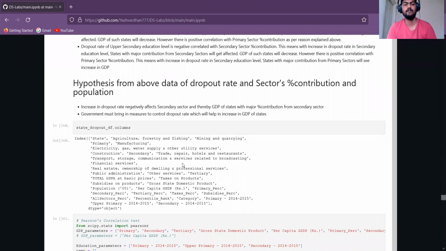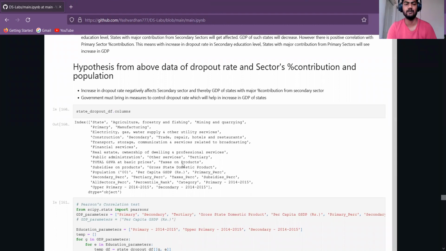We use hypothesis testing for the above dropout rates and the sector percentage contribution. We use hypothesis testing because, firstly, an increase in the dropout rate negatively affects the secondary sector and thereby the GDP of states with a major percentage contribution from the secondary sector. And secondly, the government must bring in measures to control the dropout rate, which will help increase the GDP of a state. So for these two reasons, we use hypothesis testing.